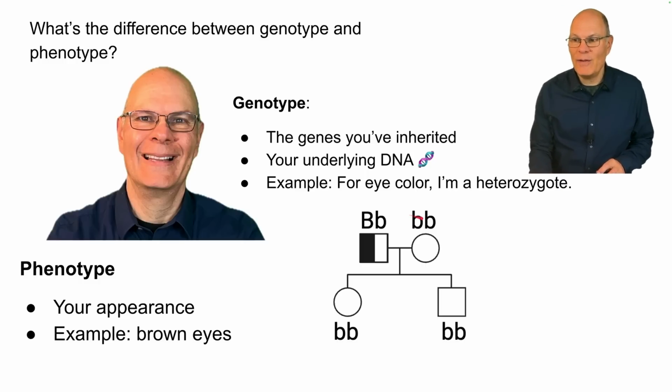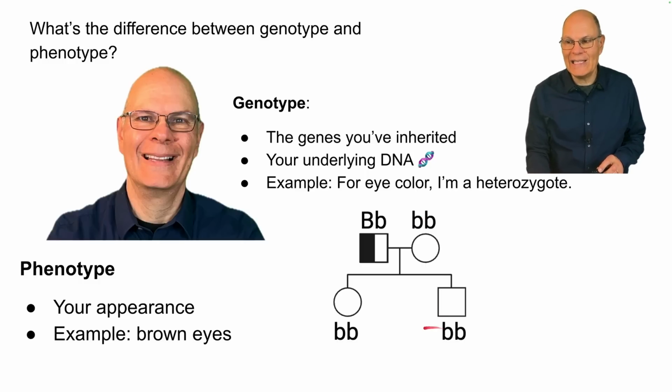Because my wife has blue eyes and both of my kids have blue eyes, and that would only be possible if I were a heterozygote, because if I was a homozygote, then I could only pass on the big B allele, and then both of my children would have been heterozygotes.